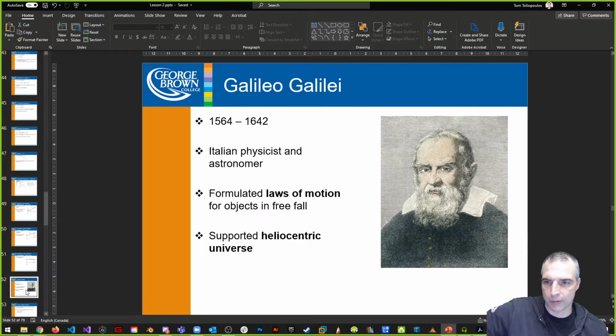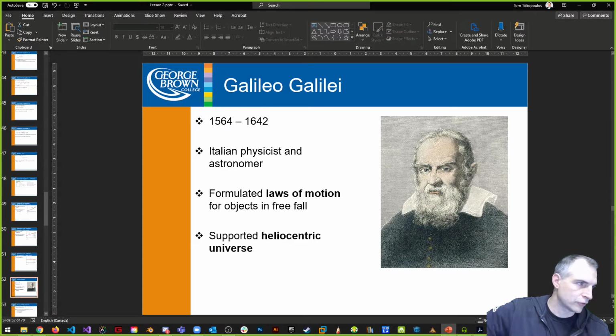So we talked about Pythagoras last week, and this time we're going to be talking about this guy here, Galileo Galilei, who was a famous Italian physicist between 1564 and 1642. He formulated the laws of motion for objects in free fall. And he also supported, which is kind of weird and got him into a lot of trouble, the heliocentric model of the universe, which means he thought that the sun was the center of everything.